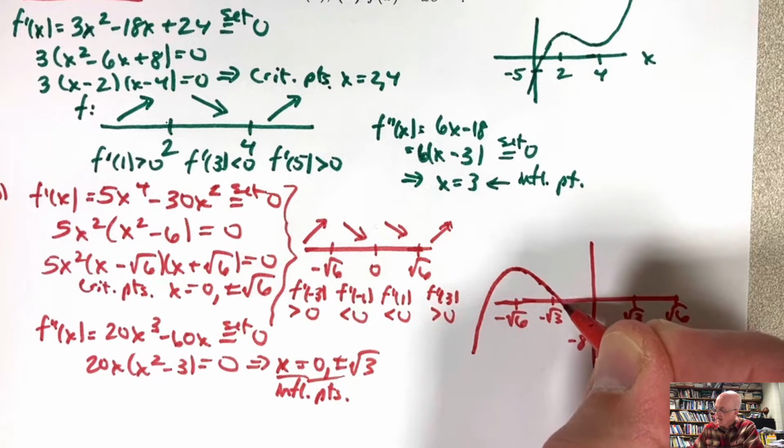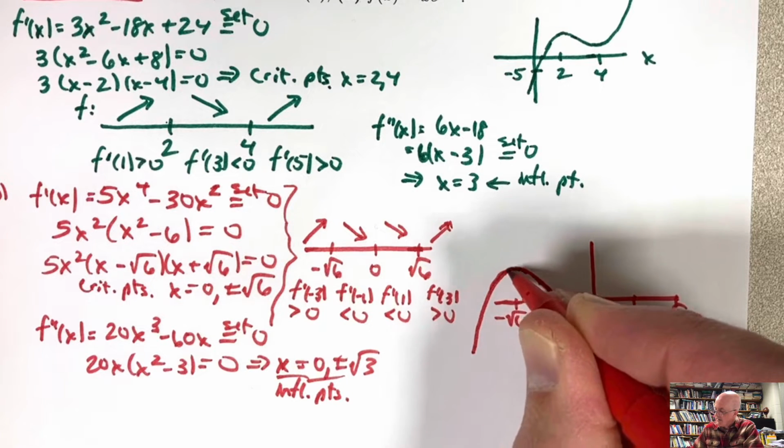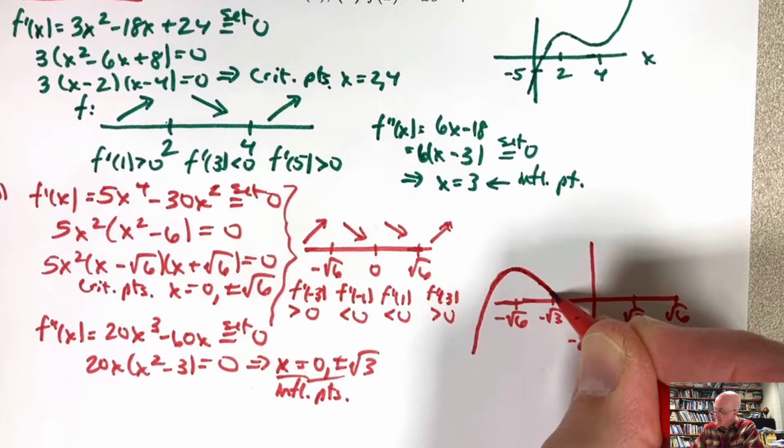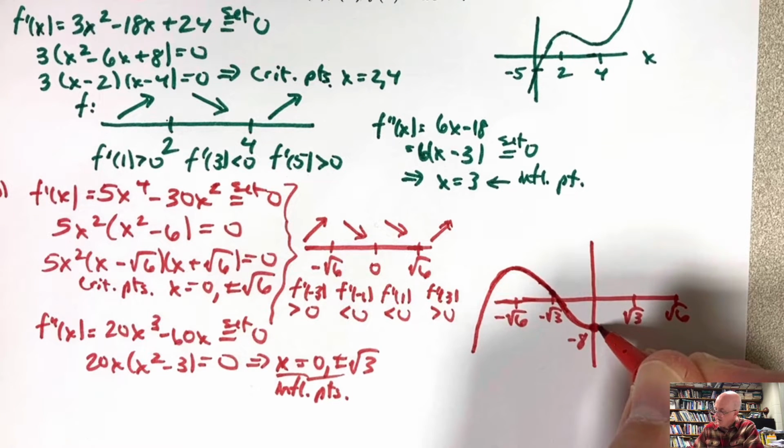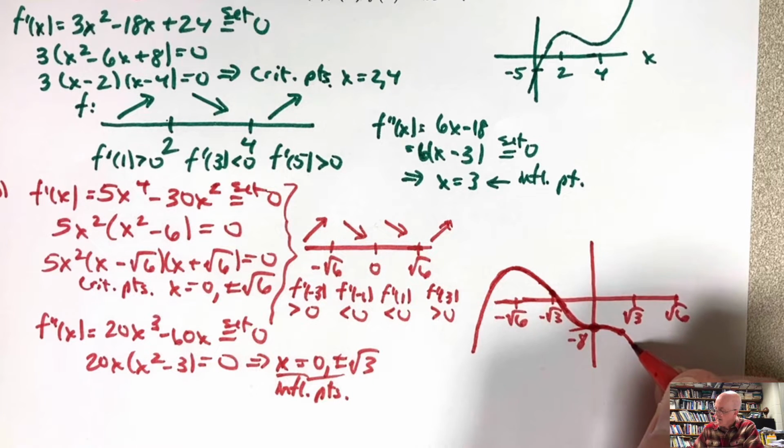The graph is changing concavity. It's a little hard to draw here. It's going from concave down to concave up as you pass through that point. This point, again, is a critical point and an inflection point. It's got to change from concave up to concave down as you pass through that point. And the fact that it's a critical point means the tangent line is horizontal there. The slope is 0. That's the strange thing that's going on there.